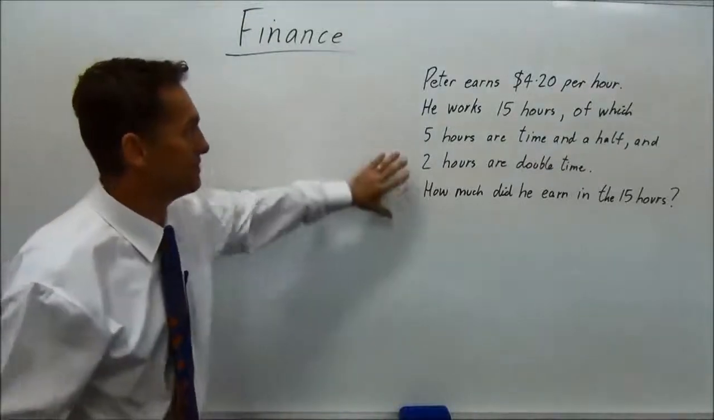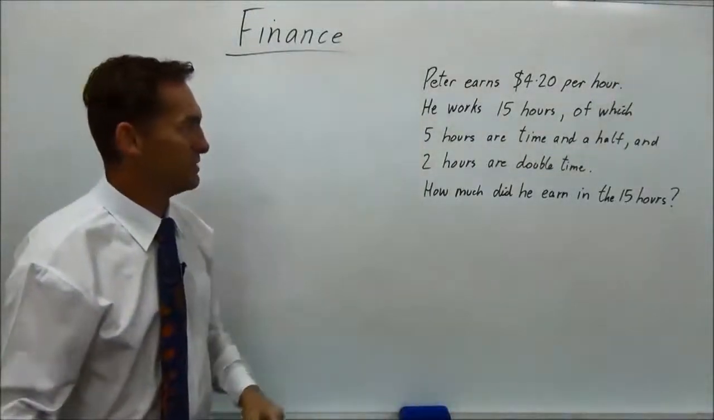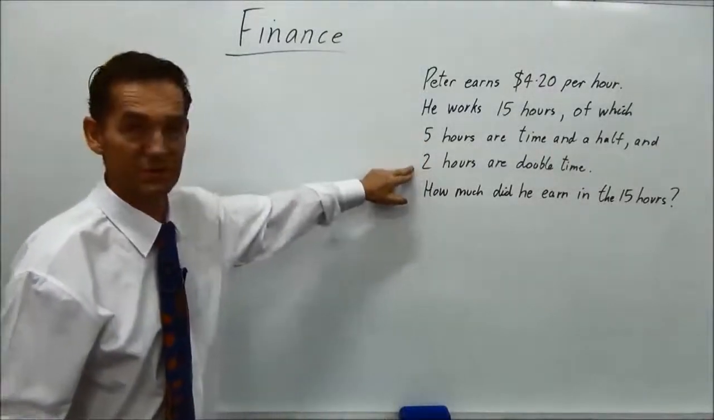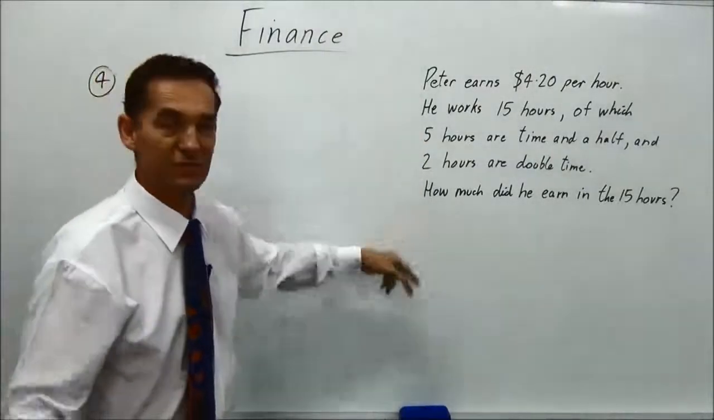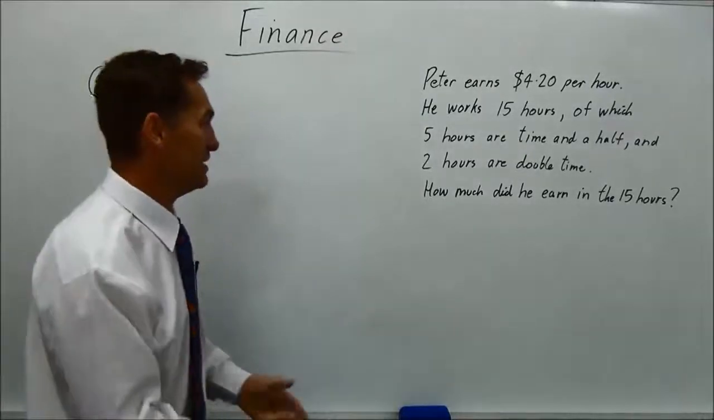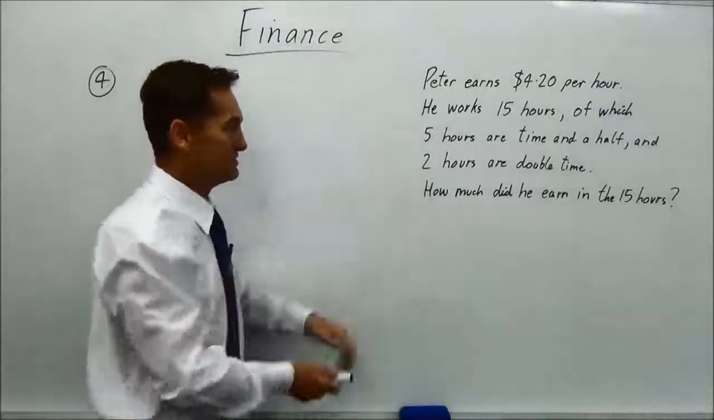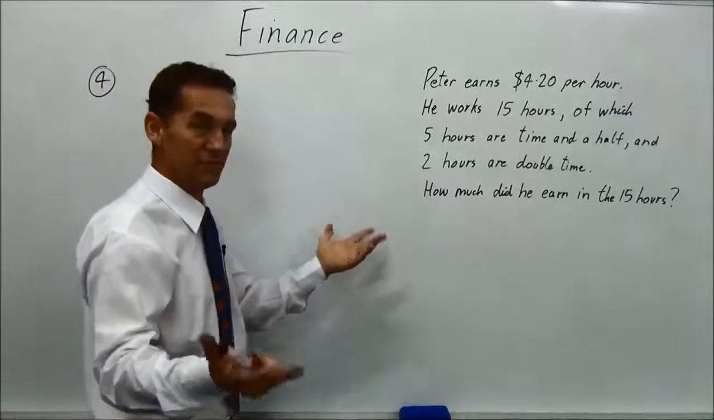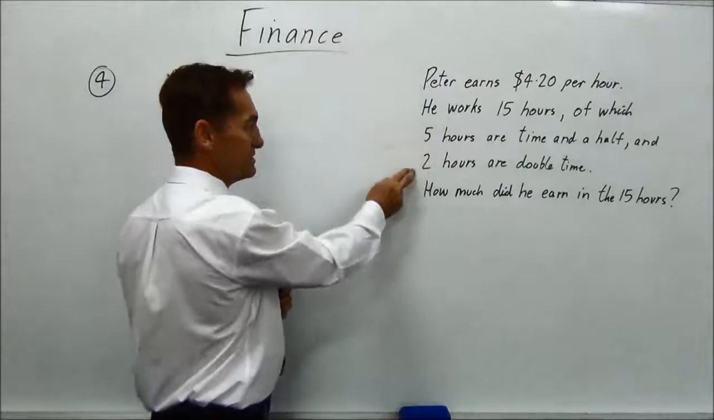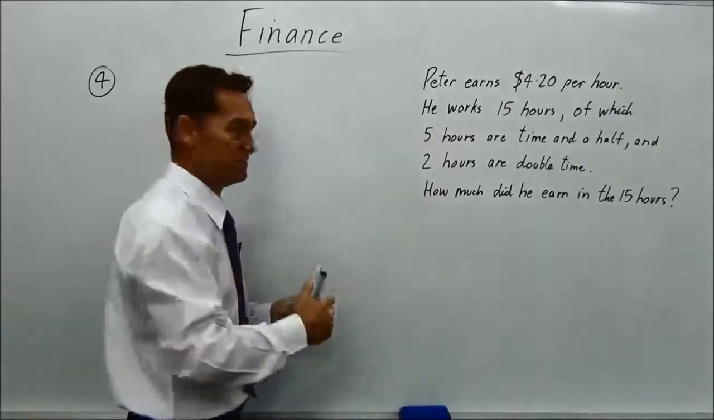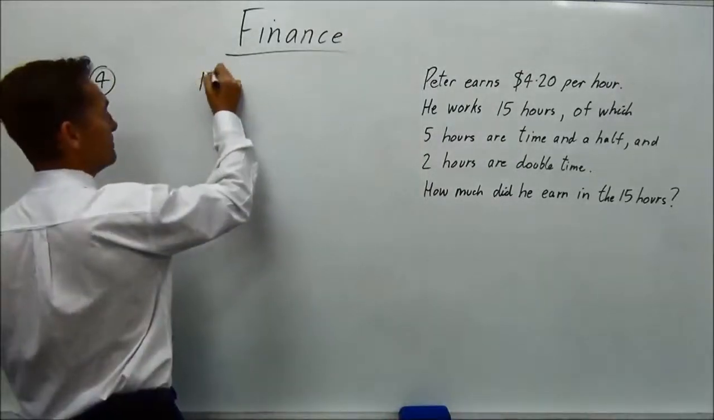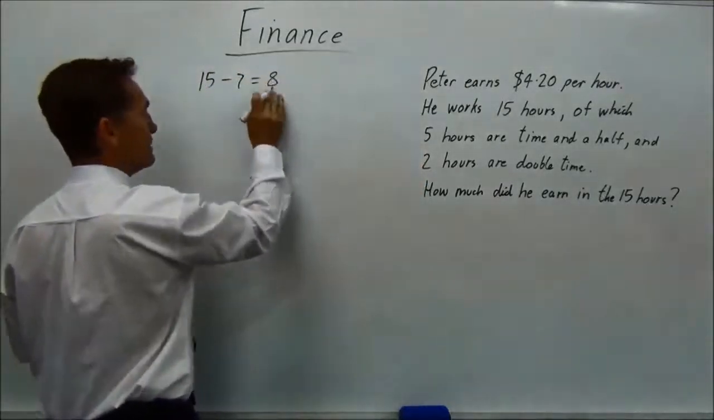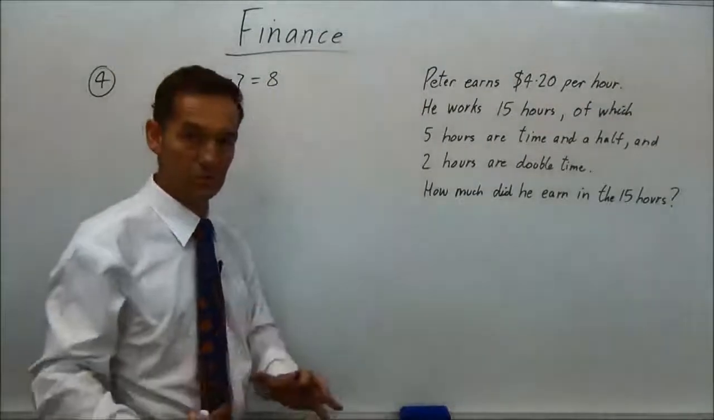G'day again, back to finance. So this is part 4. Peter earns $4.20 per hour. He works for 15 hours, of which 5 hours are time and a half and 2 hours are double time. How much did he earn in the 15 hours? Now it doesn't tell you how much he worked normal time, does it? It just says 5 hours time and a half, 2 hours double time. So you have to figure that out because you've got 5 plus 2 plus something else. So let's figure that out. So you'll go 15, take away, 5 plus 2 is 7, equals 8. So he does 8 hours at normal time.